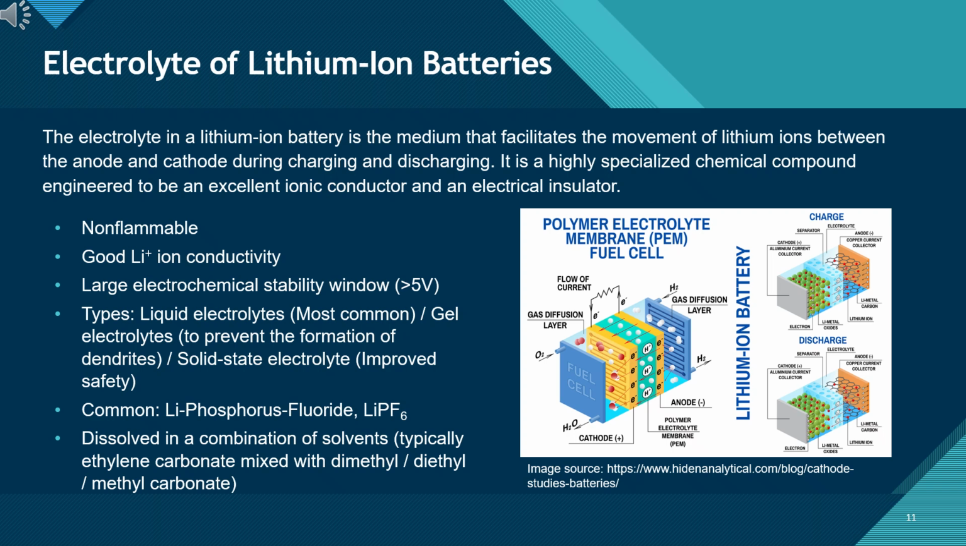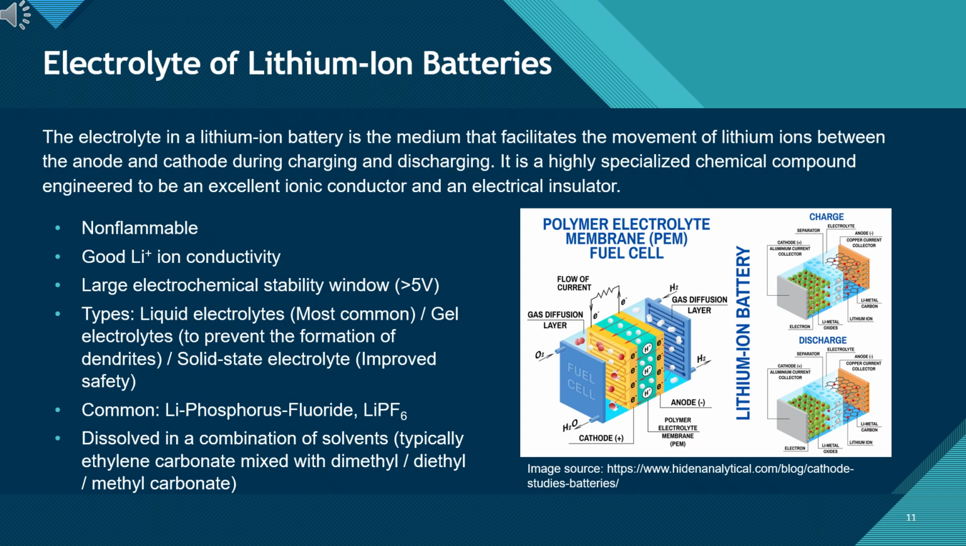Electrolyte of lithium-ion batteries. The electrolyte is one of the most critical parts of a lithium-ion battery. It's what allows lithium ions, Li+, to move between the anode and cathode during charging and discharging, while preventing electrical short circuits. It's designed to be a good ionic conductor, but a poor electrical conductor, ensuring that only ions move through the electrolyte, not electrons.